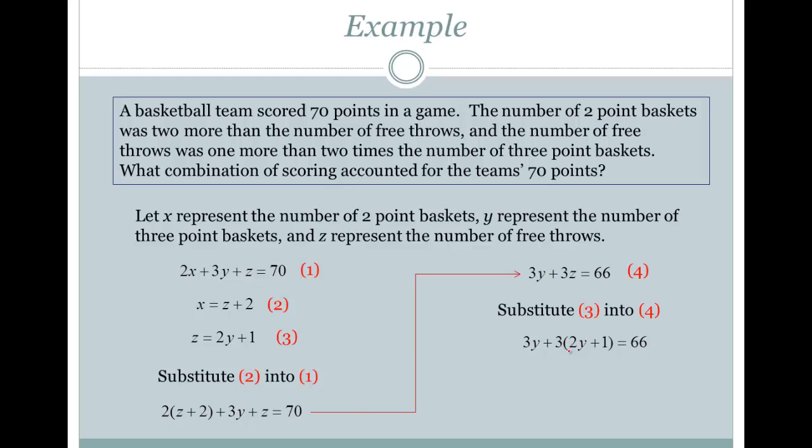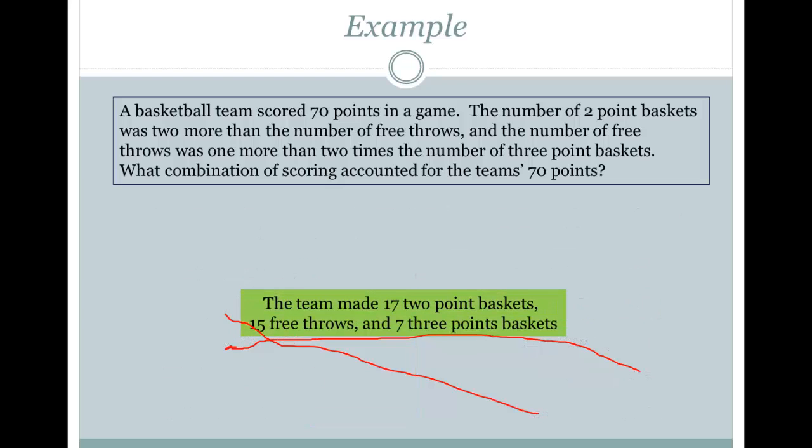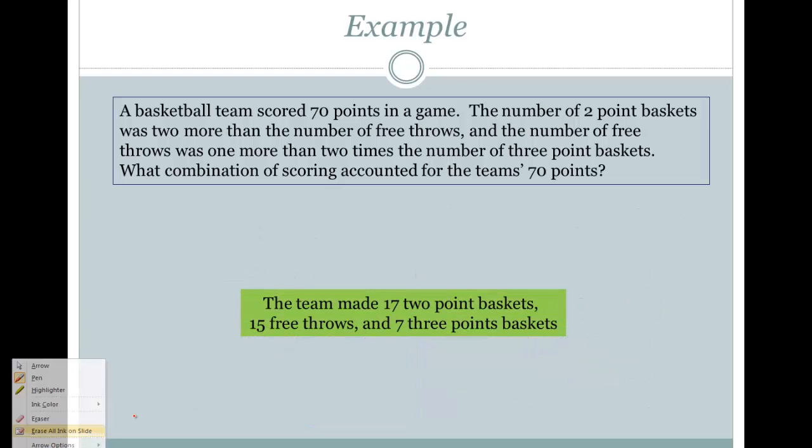Now what I got is an equation with one unknown. I can simplify and solve for y. y is going to be equal to 7. If y is equal to 7, now let's back substitute. That means that z is equal to 15. And then if I back substitute the z up into there, I should see that x is equal to 17. Okay? And so what does that mean? This means that the team made 17 2-point baskets, 15 free throws, and 7 3-point baskets.